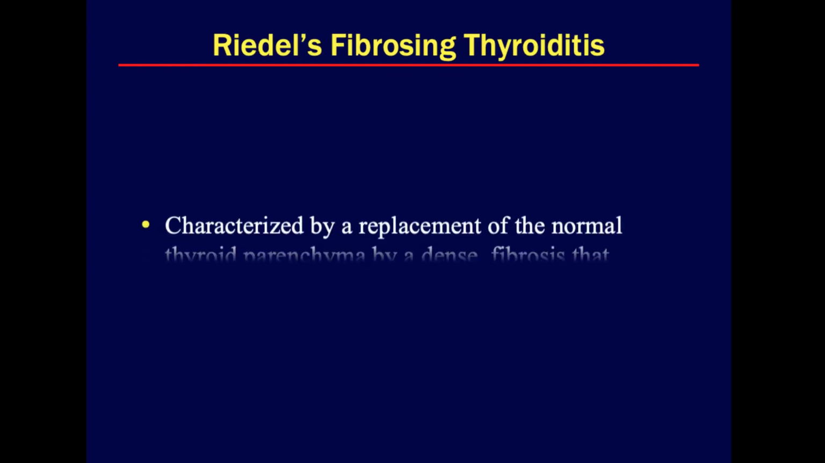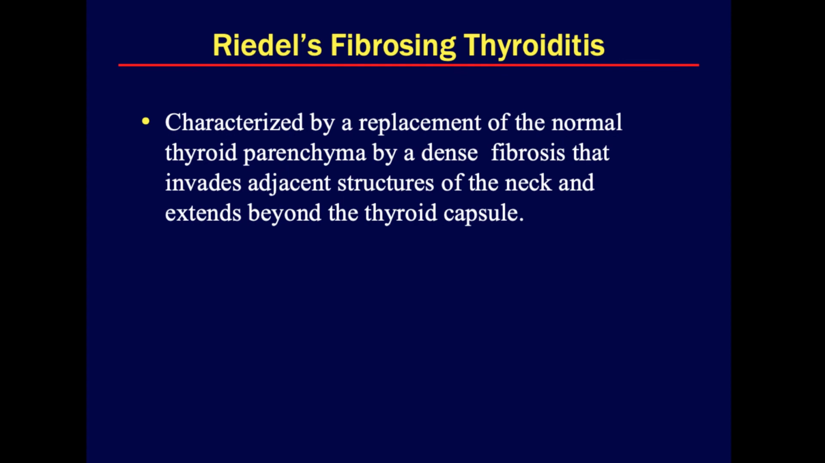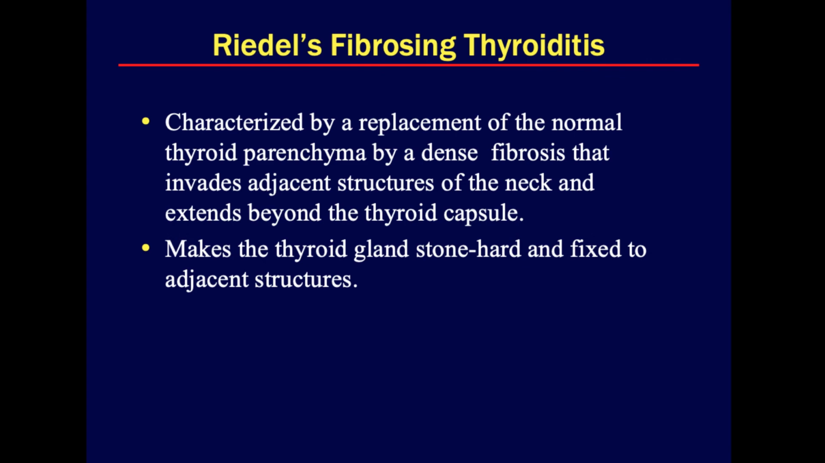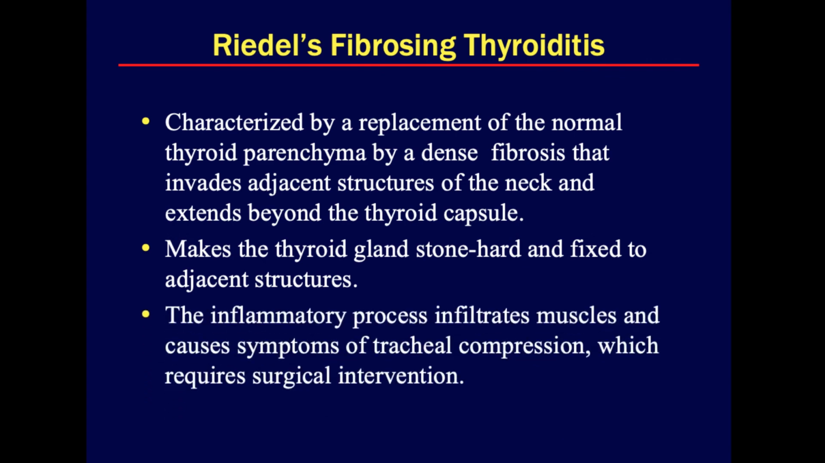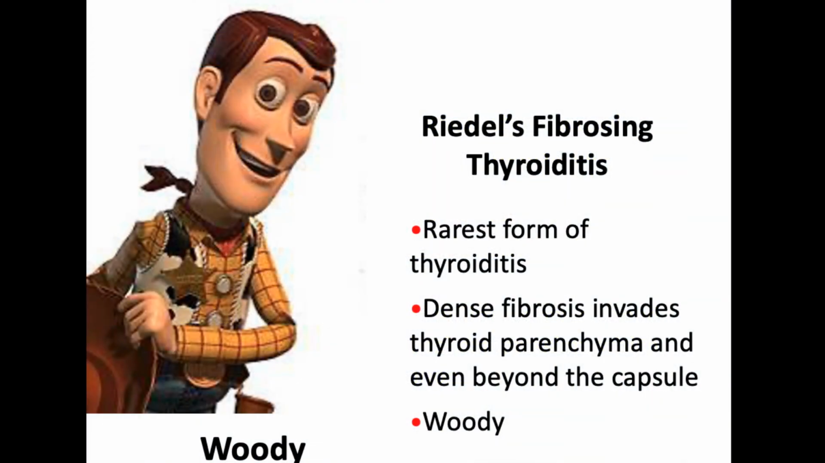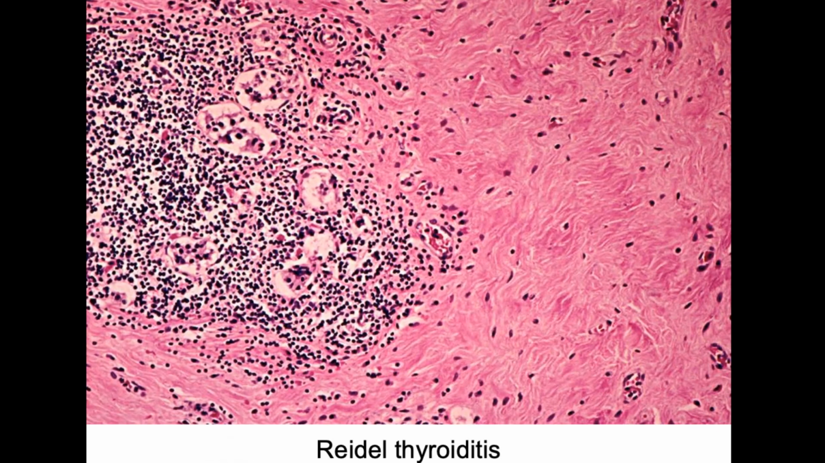And the problem is it can compress the trachea. So what happens is you have replacement of the normal thyroid tissue with this dense fibrous-like thyroid tissue. And it makes the thyroid hard as stone and fixed. And this inflammatory process can infiltrate the muscles. It can cause tracheal compression, and you're going to need surgery for this. But this is a very rare form of thyroiditis, and sometimes when you look at the thyroid, it looks kind of like woody pulp.